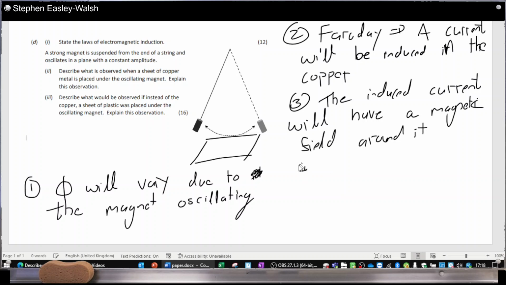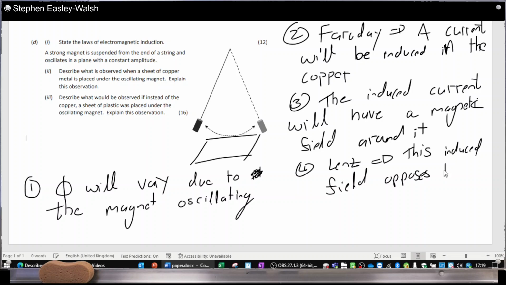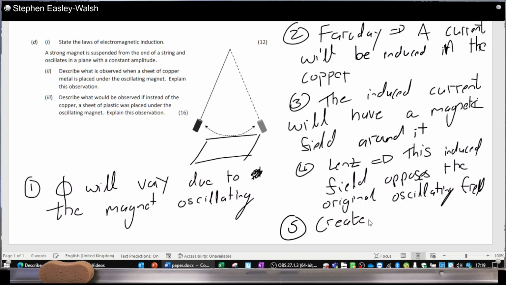And now we can say for Lenz's law implies that this induced field will oppose the original oscillating field. And then this will create a sort of friction, type of friction. I think you would call it a retarding force.